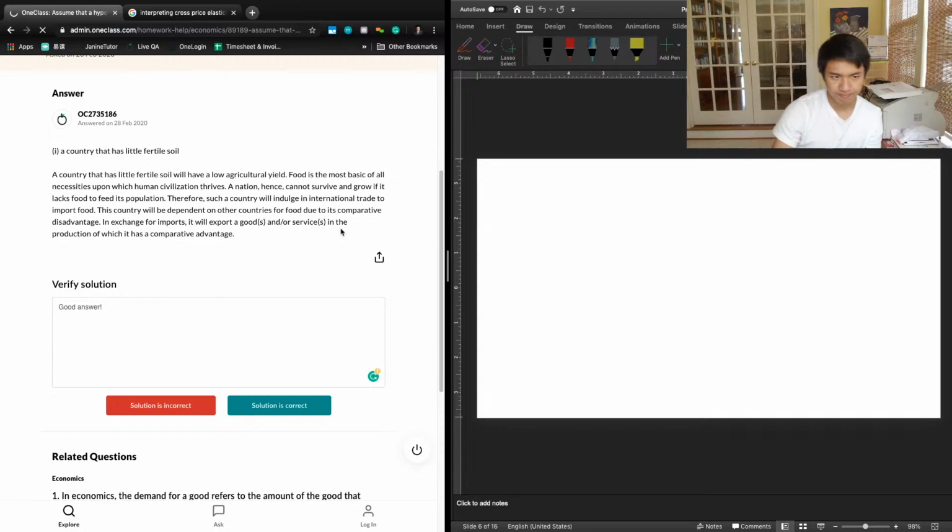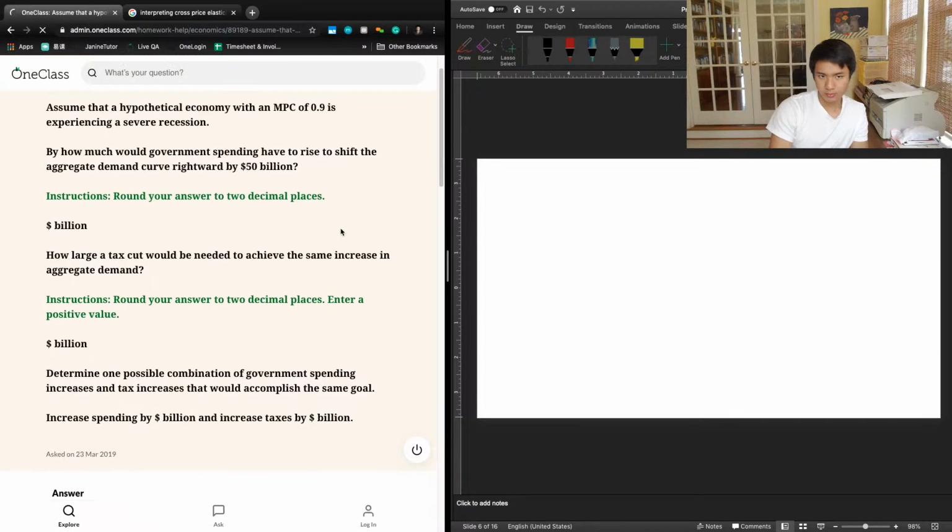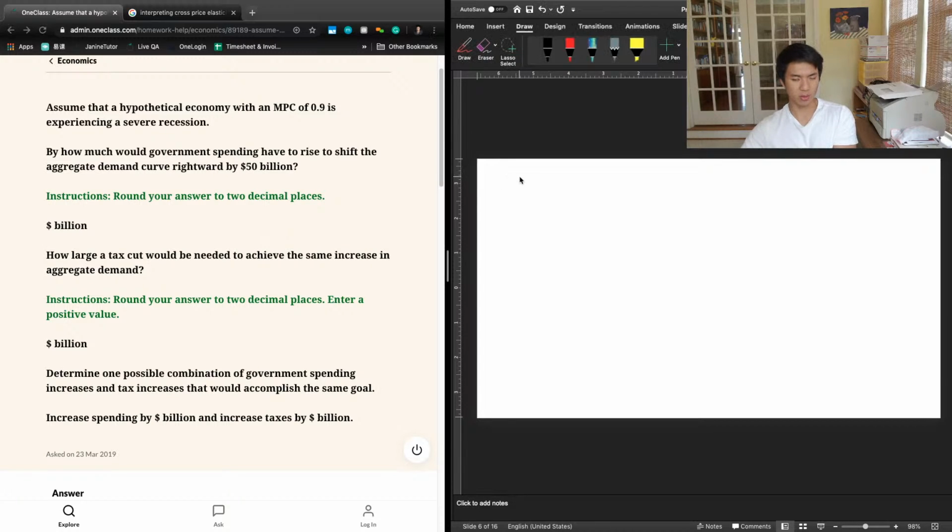Okay. So the next question says, assume that a hypothetical economy with a marginal propensity to consume of 0.9 is experiencing a severe recession. By how much would government spending have to rise to shift the aggregate demand curve rightward by $50 billion? So what we're really being tested on here is the multiplier effect for government spending. And so we're given the multiplier effect by the equation 1 divided by 1 minus MPC, or 1 divided by MPS, marginal propensity to save.